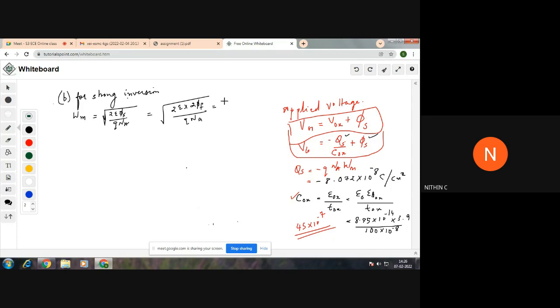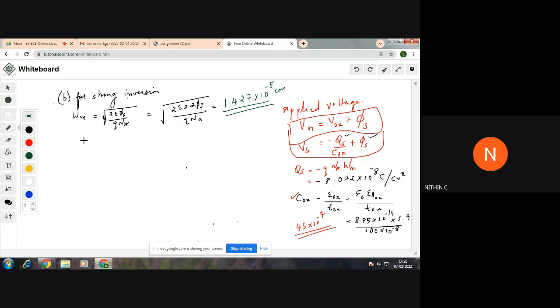Okay, so the answer that you got was 1.427 into 10 raised to minus 5. Unit will be centimeter, since it is depletion region width. Fine. Next, you need to find the value of Vg, right?